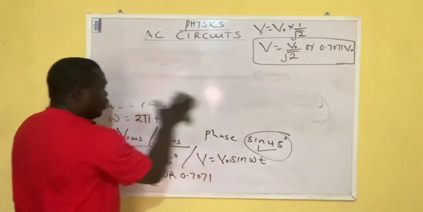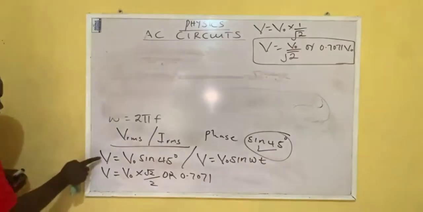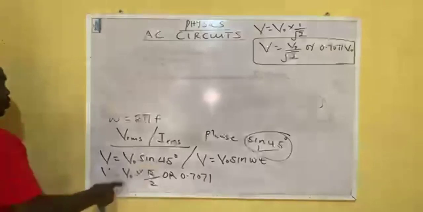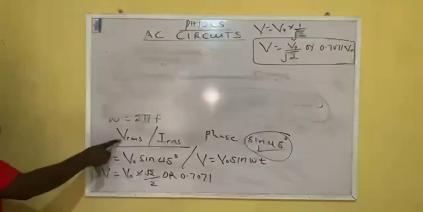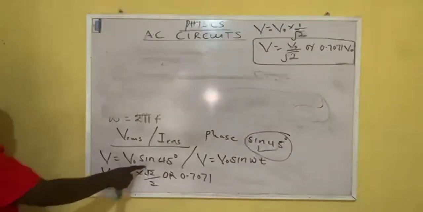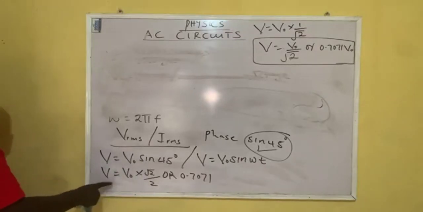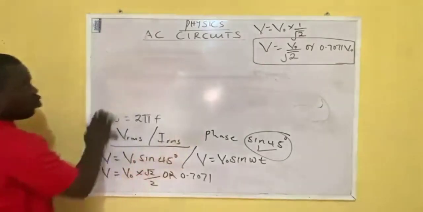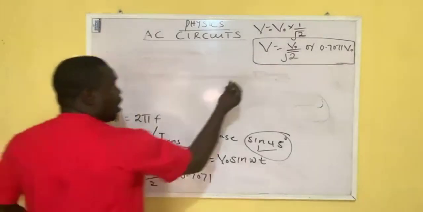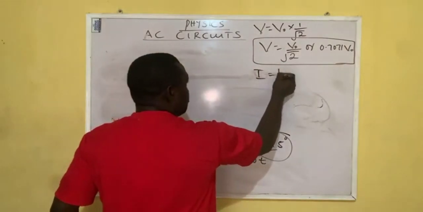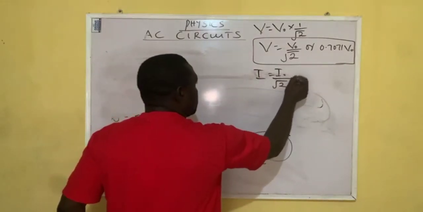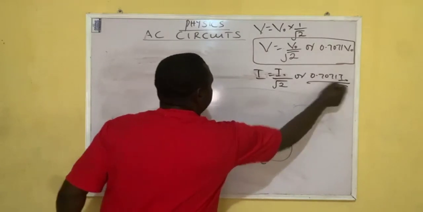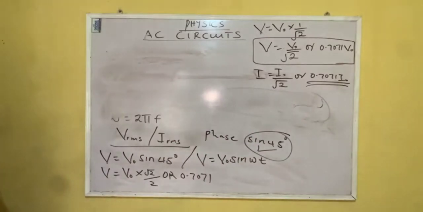So let's go straight to the next thing. You can see clearly here that our instantaneous voltage is equal to the peak voltage times this. So it means that at your voltage root mean square value, sine 45 degrees is what you have, and that's how you got the relationship we have above. We can also do the same for our current. Our current therefore will be this over this, or 0.71 I naught.